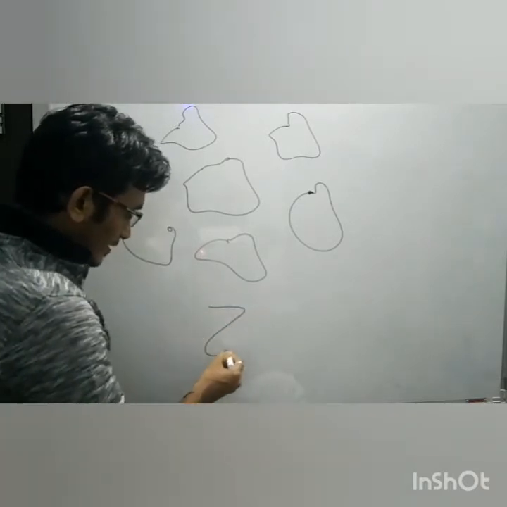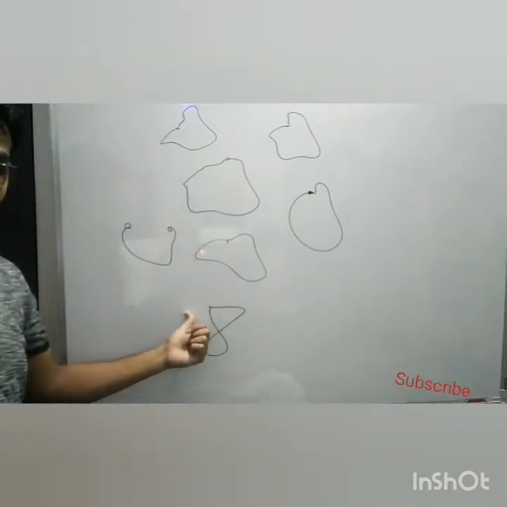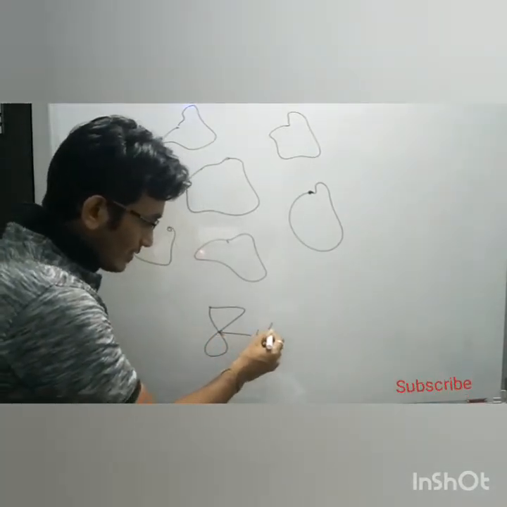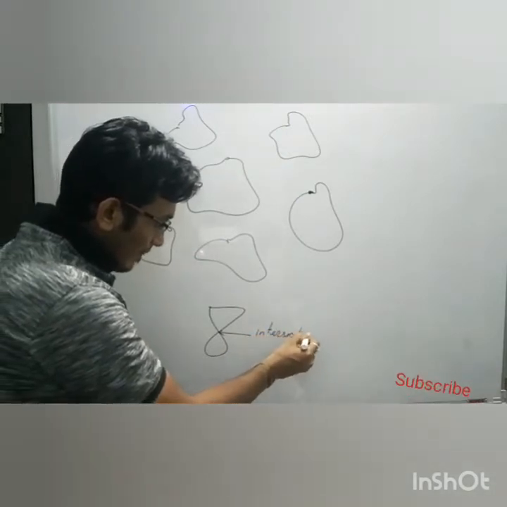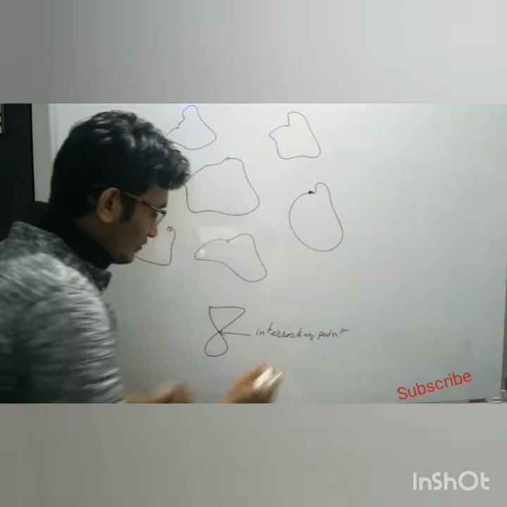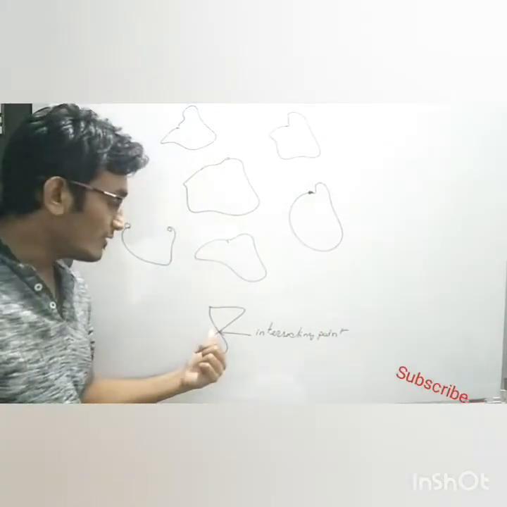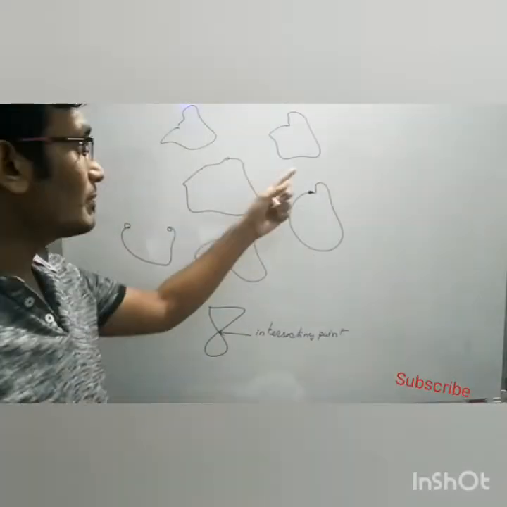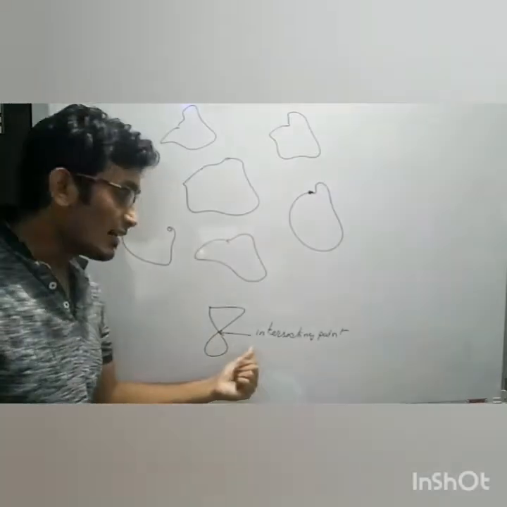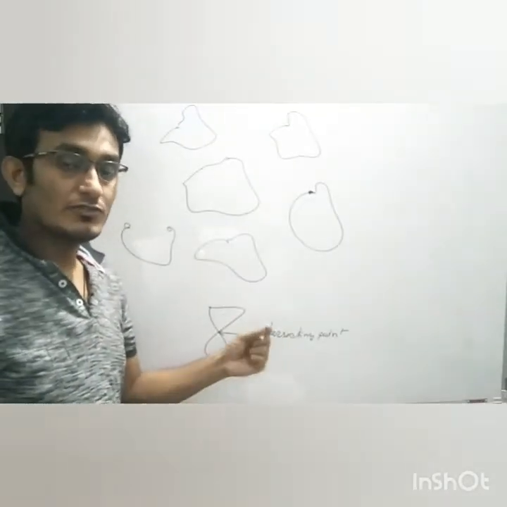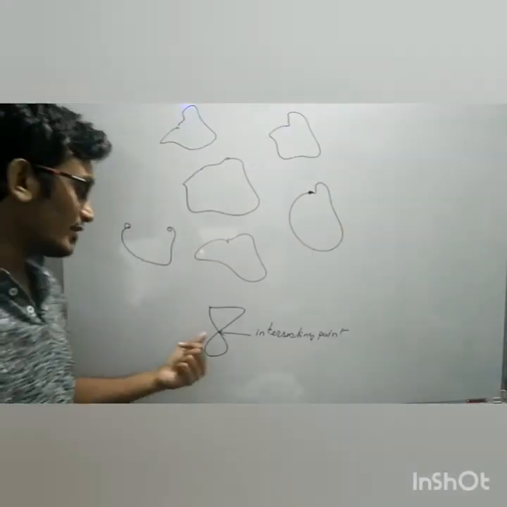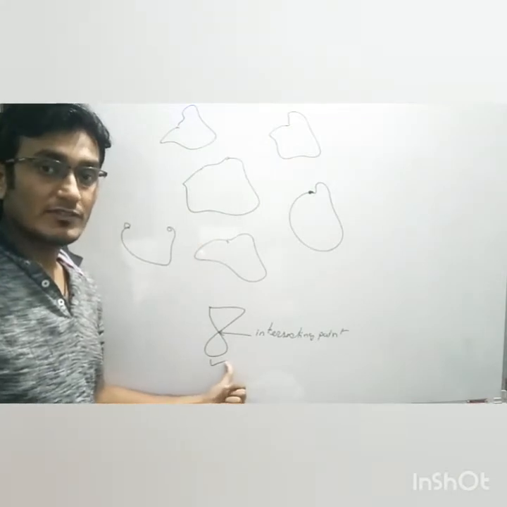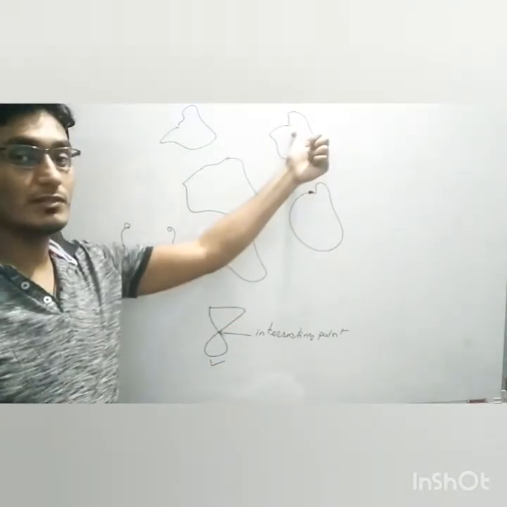So what do you mean by intersecting point? Suppose this is also a curve. Yes, this is also a curve. But here we have seen this is the intersecting point. Since here we get the intersecting point, we never consider this one as a simple curve. In a simple curve there should not be any intersecting point. And when the curve is not simple, there should be at least one intersecting point. So this figure we consider as not simple, but this one is a simple curve.